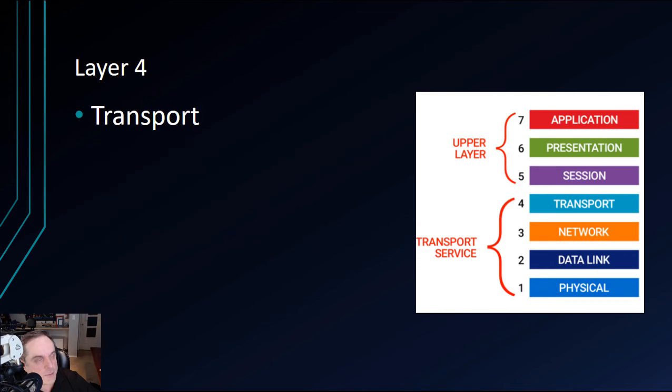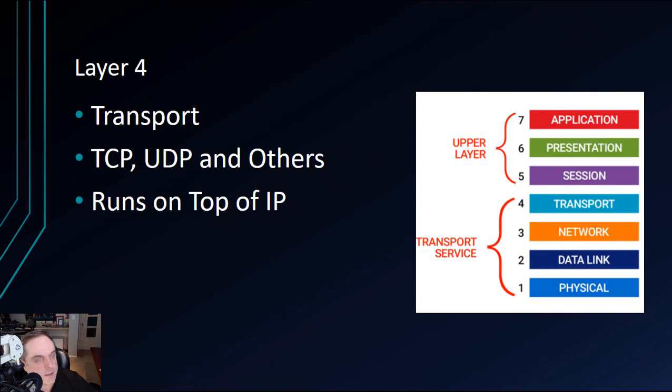Let's talk about layer 4, transport. This is where TCP and UDP sit, as well as other protocols that sit on top of IP. Another example might be GRE, for instance. So as I said, it runs on top of IP. So that's why when you see TCP/IP, it's literally sitting on top of the network layer IP address. And TCP and UDP use ports.